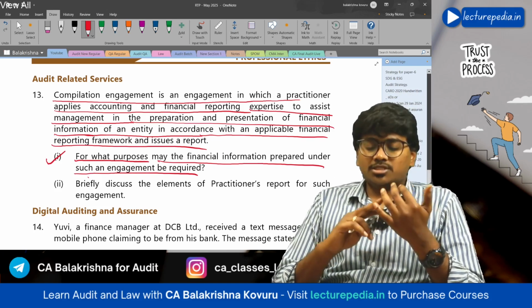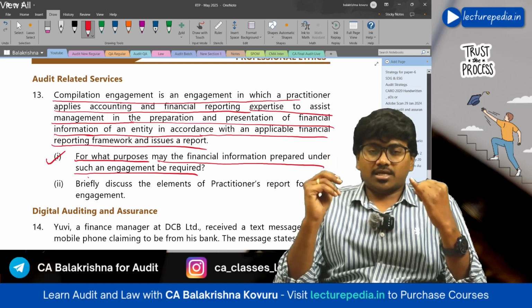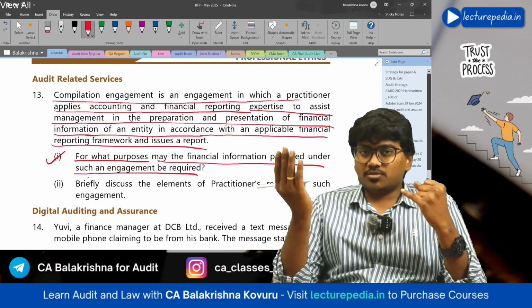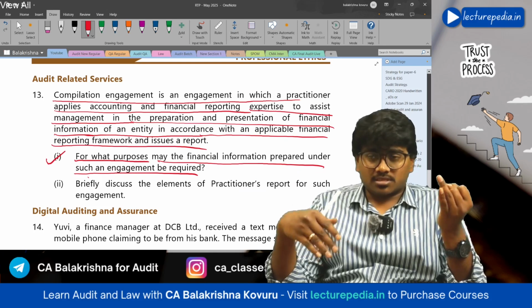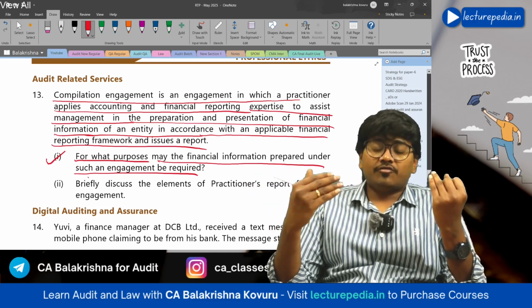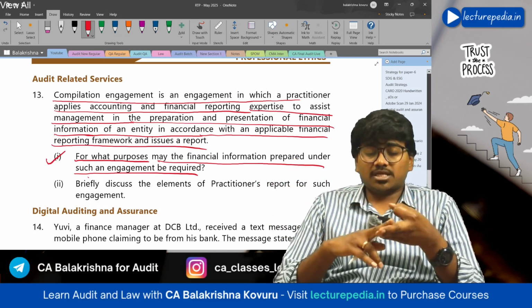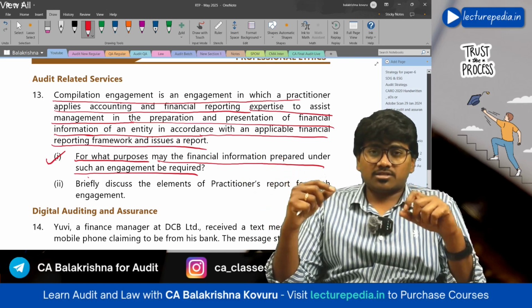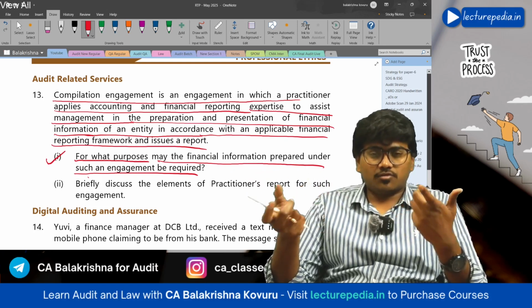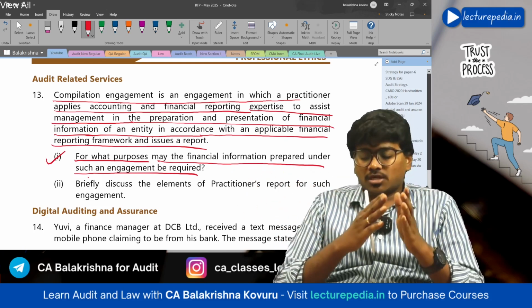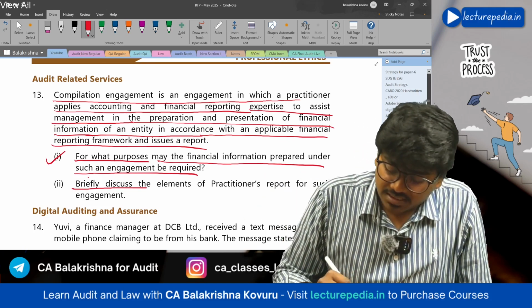Now, for what purposes may financial information prepared under such an engagement be required? See, financial statements you will prepare for various purposes. First one is for the purpose of yearly compliances. You have to file the financial statements with MCA, Ministry of Corporate Affairs. For that purpose, you will prepare them, right? Second is for internal purposes. Sometimes management wants to know the financial position of the company, so they can prepare financial statements. Sometimes as per a contract you might have to prepare financial statements and submit them to the party at regular intervals. So for that purpose also you can prepare financial statements.